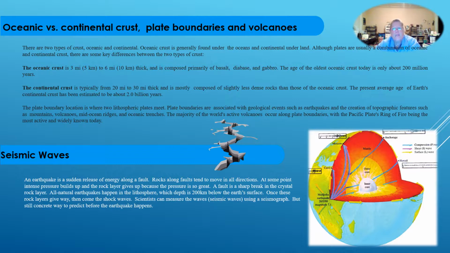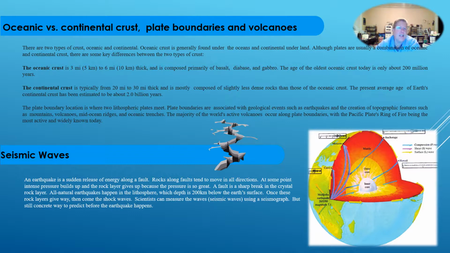Although plates are usually a combination of oceanic and continental crust, there are some key differences between the two types of crust. The oceanic crust is 3 to 6 miles thick, and it's composed primarily of basalt, diabase, and gabbro. The age of the oldest oceanic crust today is only about 200 million years.